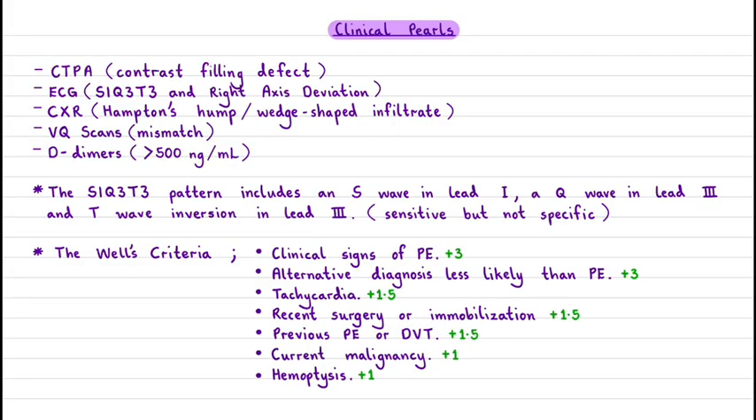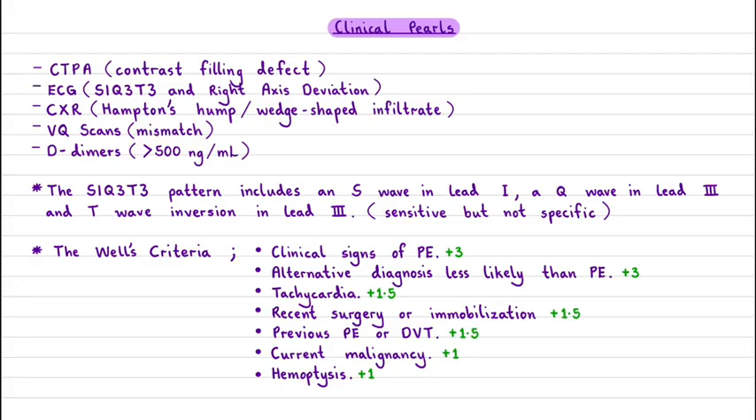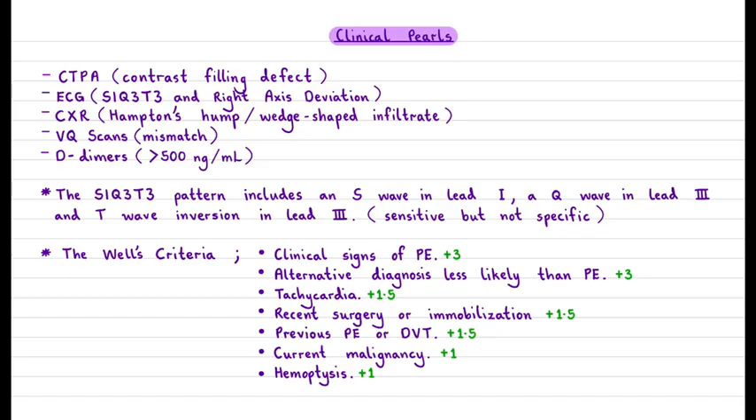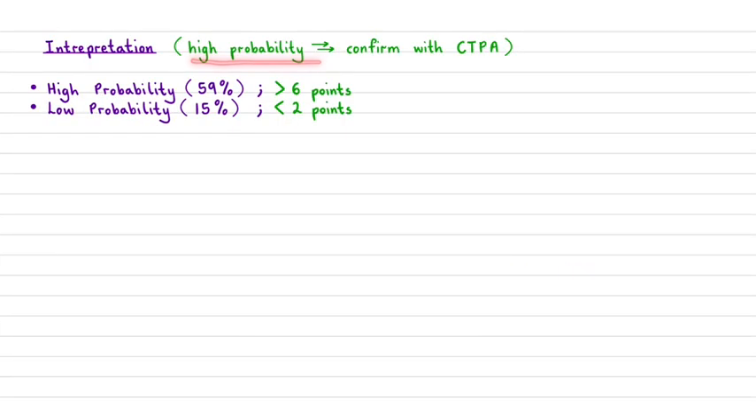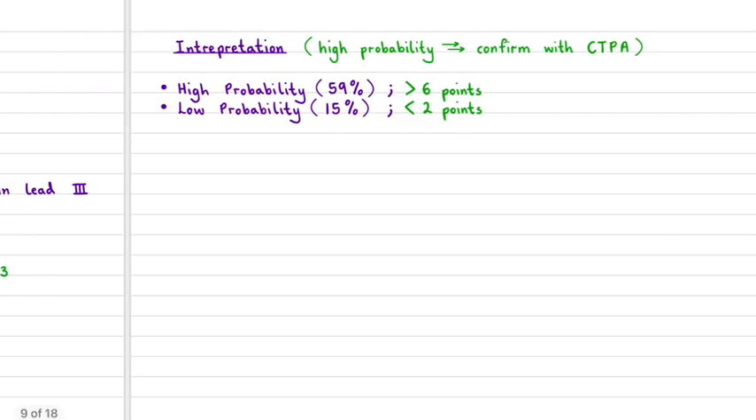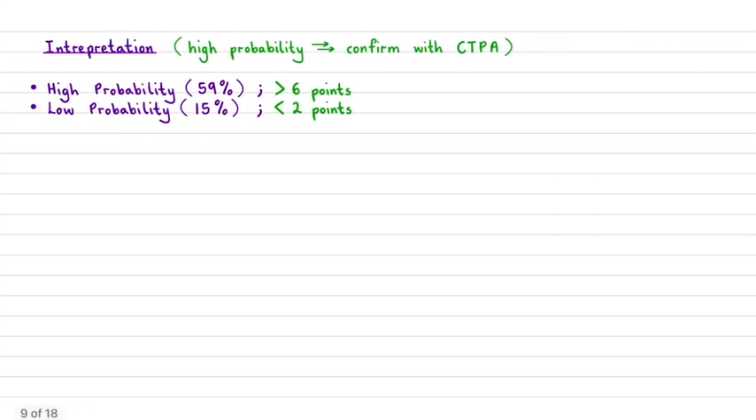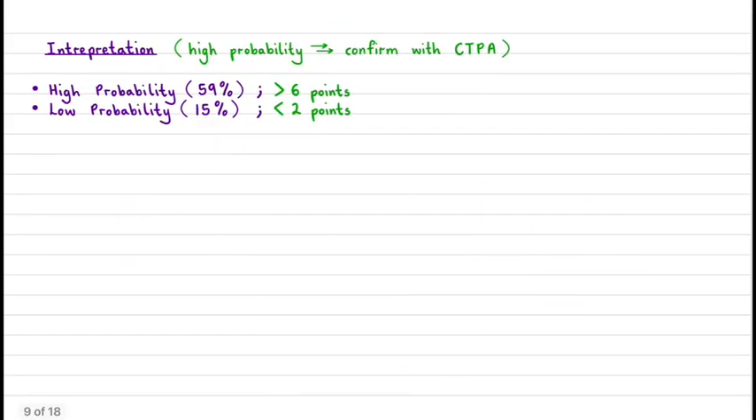And then you can also do an ECG, which can show you this particular pattern right here, which is S1Q3T3. S waves in lead 1, Q waves in lead 3, and T wave inversion in lead 3. If you see this particular pattern, it just might as well be a pulmonary embolism. We use the Wells criteria to assess the probability of the PE. Whenever we have a high probability, we order a CTPA in order to confirm the diagnosis.